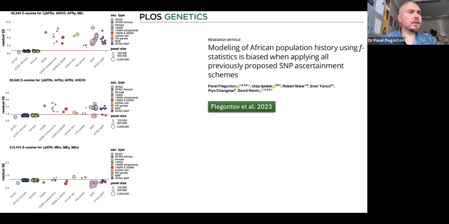So sites there were ascertained as heterozygous in a single high coverage genome from one population, and then several populations, let's say 13 populations from all over the world, were combined. So first, sites were ascertained in, let's say, one San individual, one Yoruba individual, one British individual, and so on. And then all these sets of sites were combined. That's Human Origins, and we tested this type of ascertainment on simulated data too.